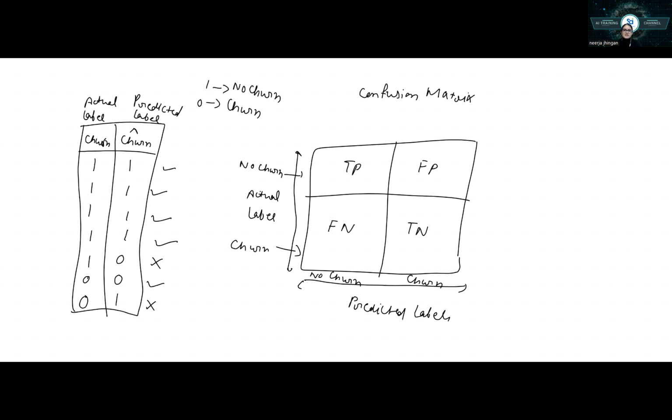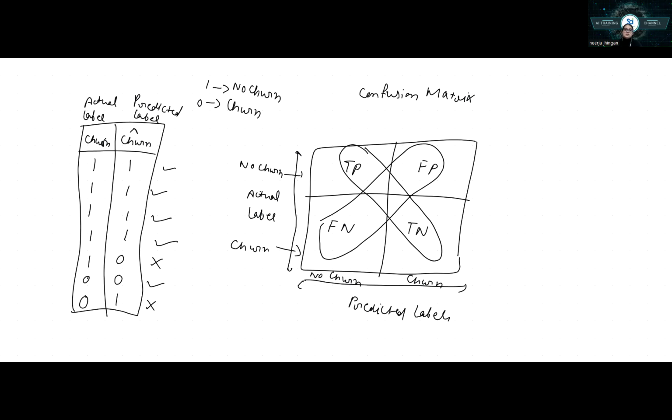Okay, so we check it actually diagonally, like this. This is the easiest way to learn this. You can also draw it like this. Now I will tell you what is true positive. Look at this, this is very easy.